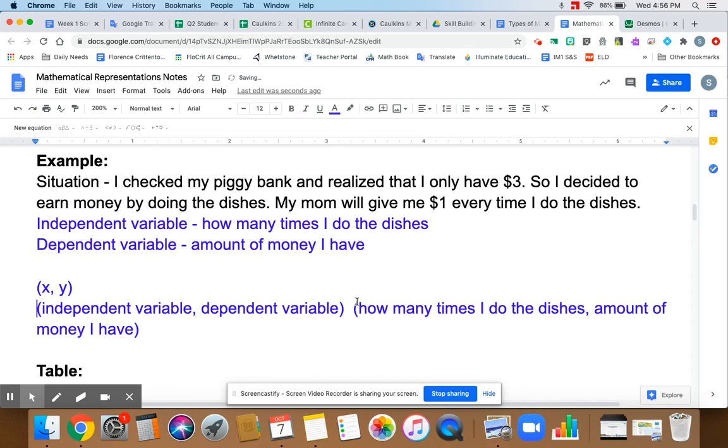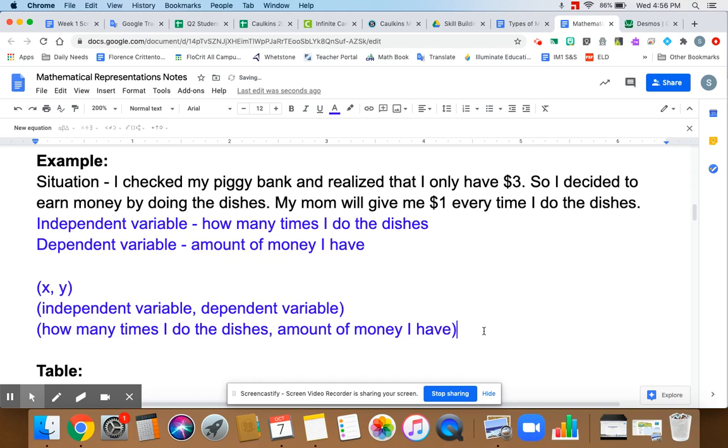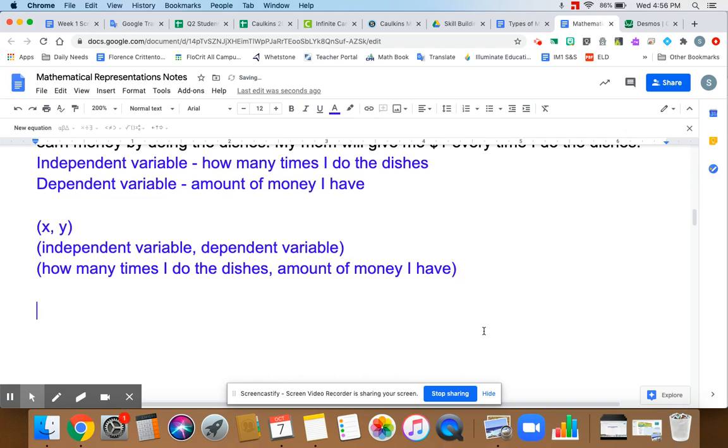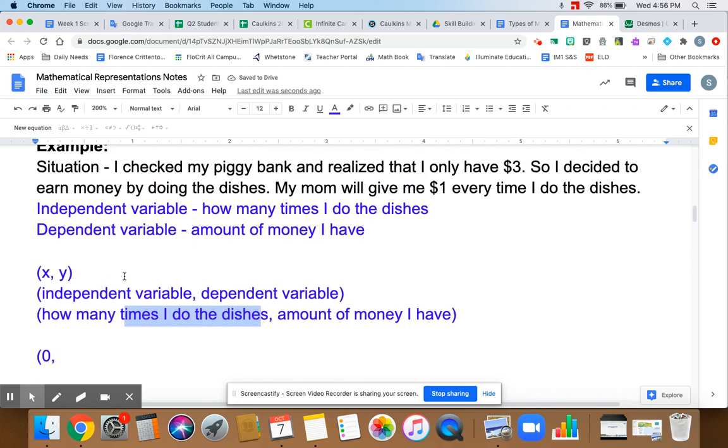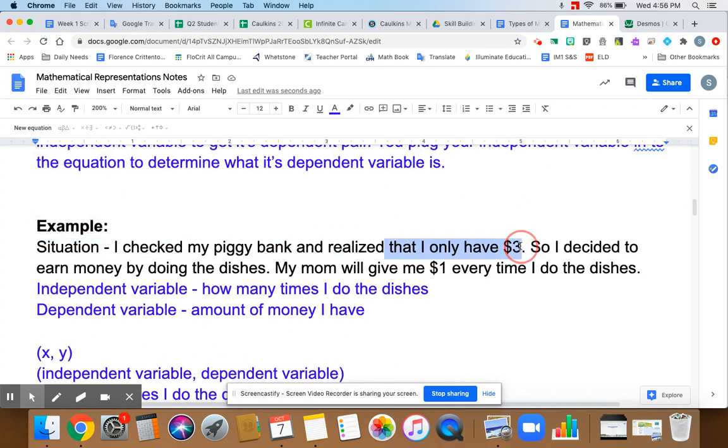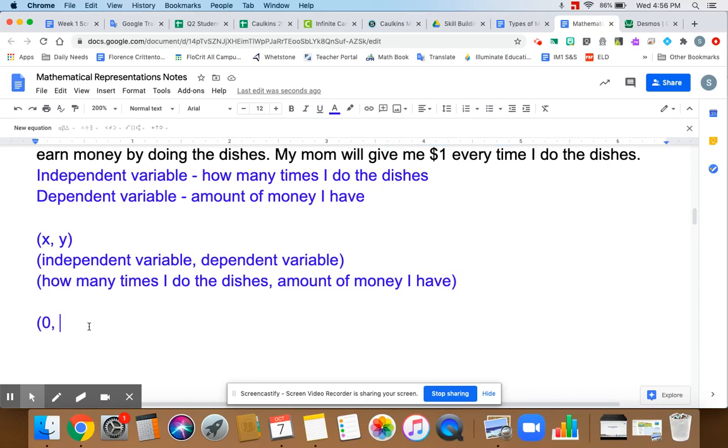So these are the points and how we're going to write them. So for example, I do no dishes. 0 times I do the dishes. How much money do I have? Well, it says in the beginning, I realized that I only have $3. And that was before I did the dishes. So I'd have 3. Then let's say I do the dishes once.